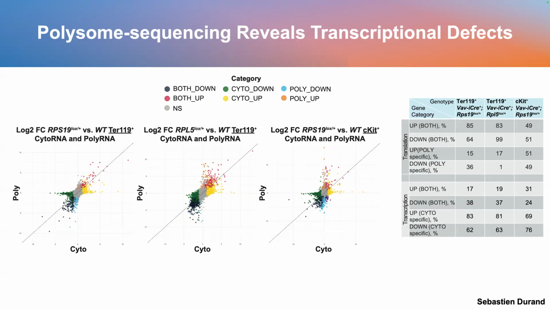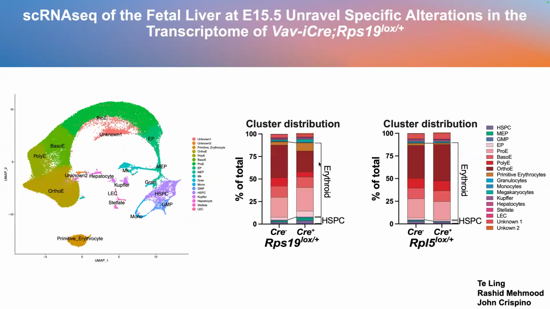But nevertheless, it led us to do some single cell RNA-seq on these guys, on these mice. And so single-cell RNA-seq revealed what? Well, the cluster distribution first between RPS19 and RPL5 was very cool because first, the HSPC compartment in terms of gene signature, in terms of cluster, so of course not phenotypically or functionally like we observed before, was increased.